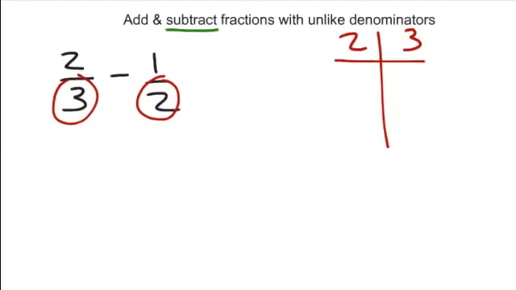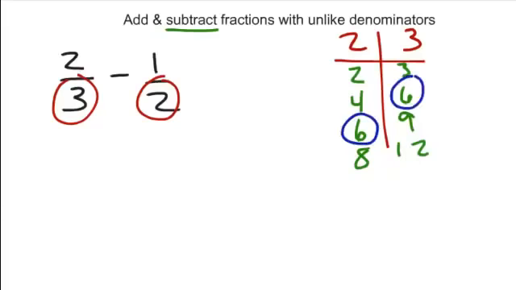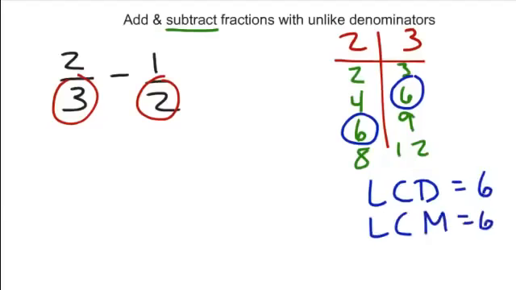So I list my first couple multiples for each until they both match up. I'm going to start with a smaller number, the 2. And the first couple multiples of 2 are 2, 4, 6, and 8. And the first couple multiples of 3 are 3, 6, 9, and 12. And as you can see, I have a common multiple already, and that is 6. So that becomes our least common denominator and our least common multiple. So I'm going to go ahead and make my new fractions have something over 6 minus something over 6.